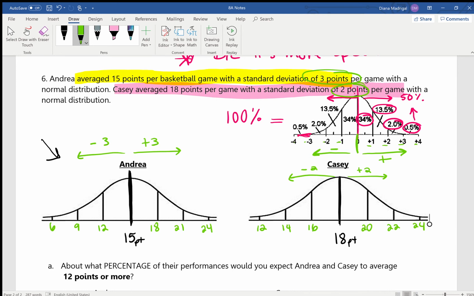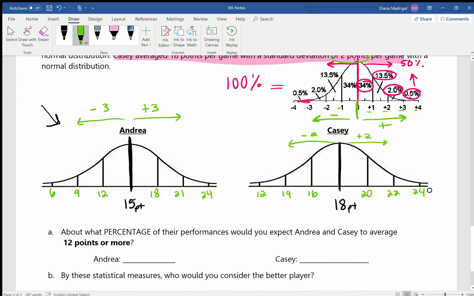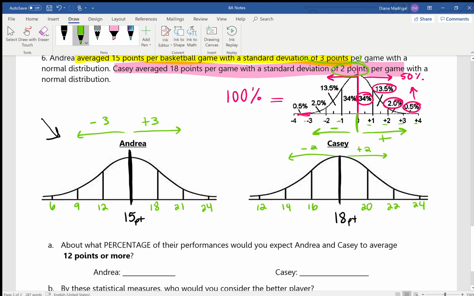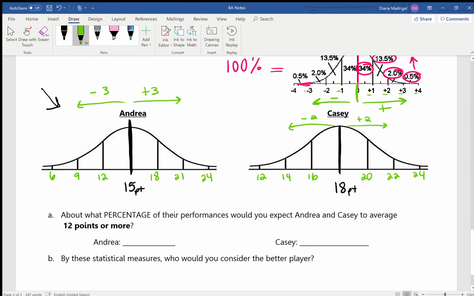Once you fill in your table, your little graph, now you could go back to your answers. Now you're going to find the answers. It says, about what percentage. Now we're going to be using the percentage table over here, the graph. What is the percentage of the performance we'll expect Andrea and Casey to average 12 points or more? This is your key. This is how you're going to find your answer.